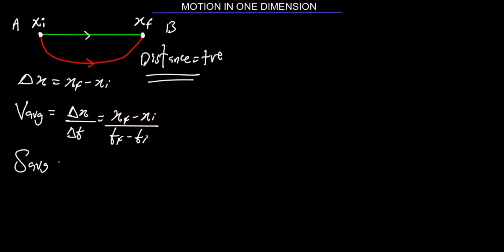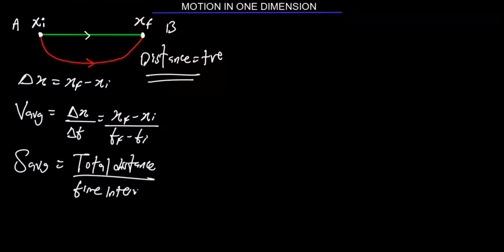Now, what is average speed? Let me use v s avg for average speed. Average speed relates to distance: total distance over the time interval. So I can say total distance over delta t, and that is average speed. Distance is a scalar and average speed is a scalar, so they'll always be positive. Displacement is a vector, average velocity is a vector.